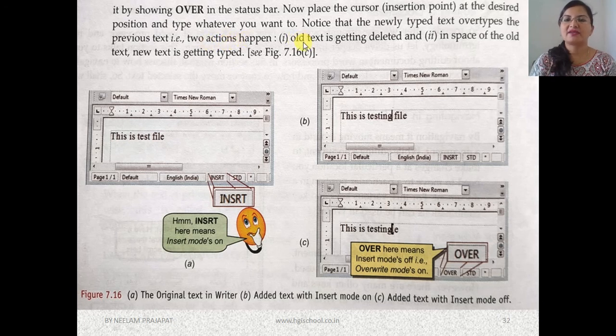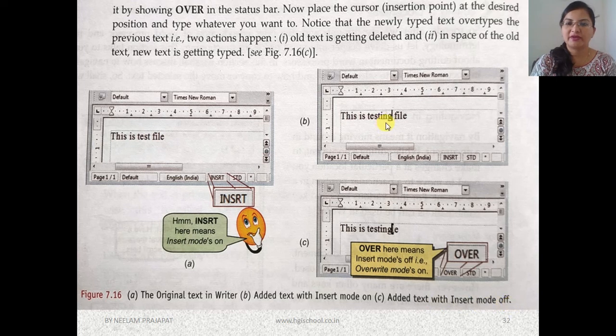So two actions happen. The old text is getting deleted, and in place of the old text, the new text is getting typed. Okay, so two situations are there: added text with insert mode on and added text with insert mode off. You can see the difference.